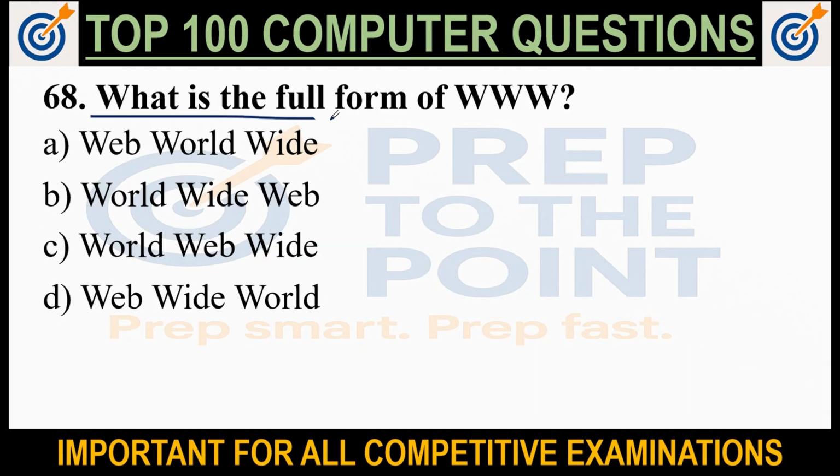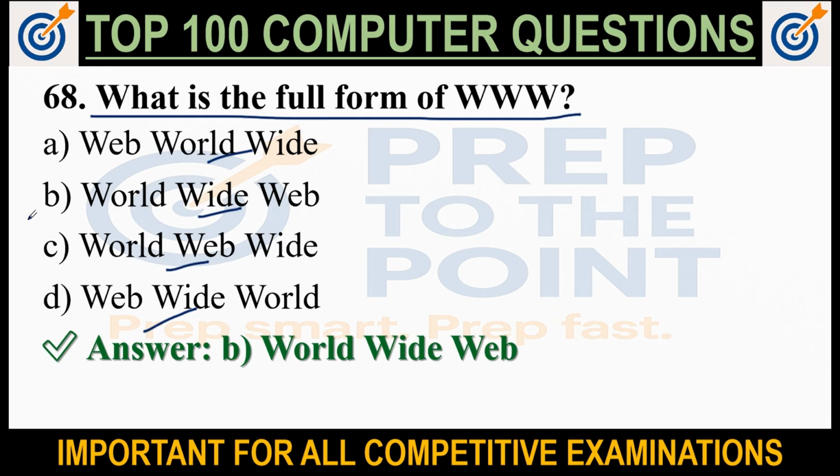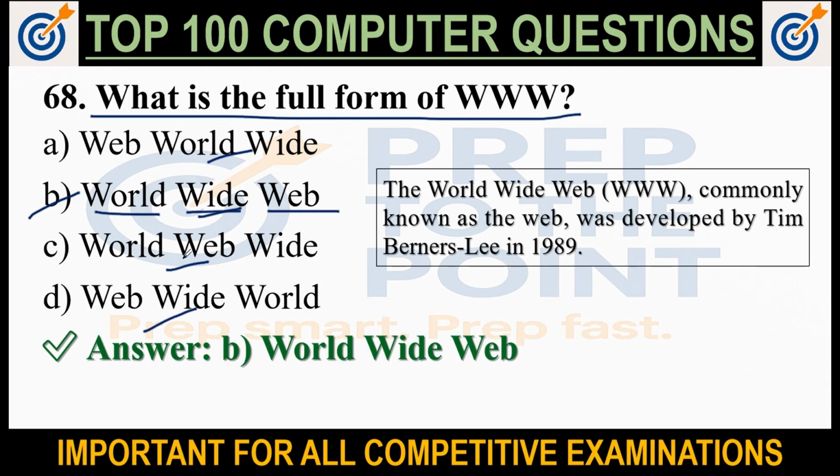What is the full form of WWW? World Wide Web, Web Worldwide, World Wide Web, World Web Wide or Web Wide World. It is very confusing. The right answer is World Wide Web, that is option B. The World Wide Web, commonly known as the web, was developed by Tim Berners-Lee in 1989. It is very important because the question frequently comes in every exam.